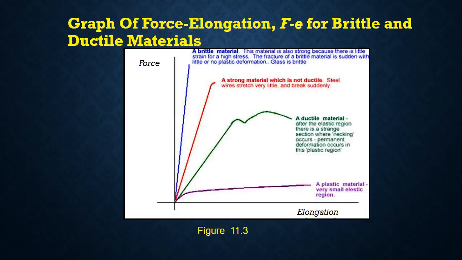The green one shows a ductile material. After the elastic region, there is a strain section where necking occurs. The permanent deformation occurs in this plastic region. And the last one stands for a plastic material. The plastic material will elongate more with a small force.